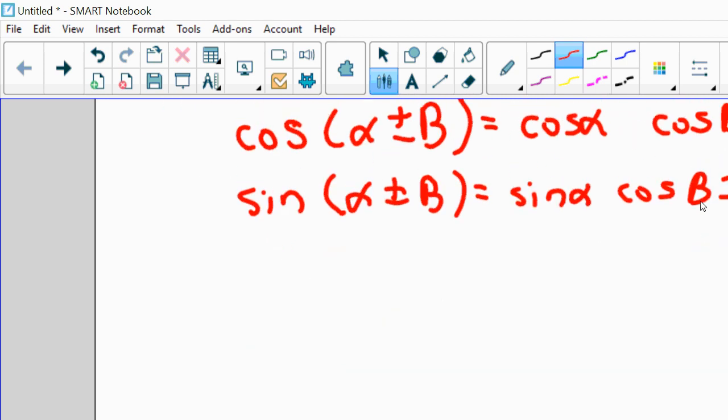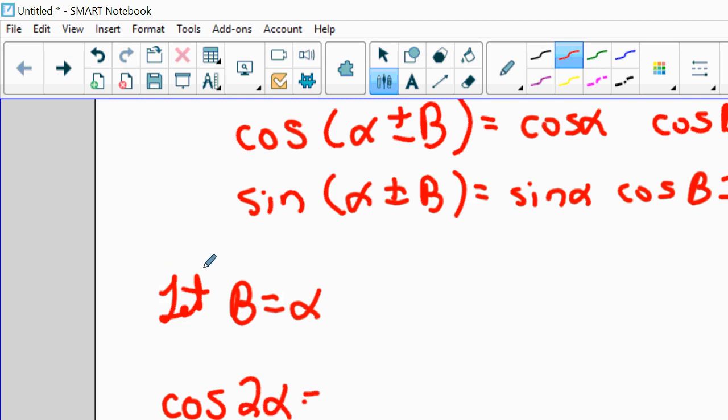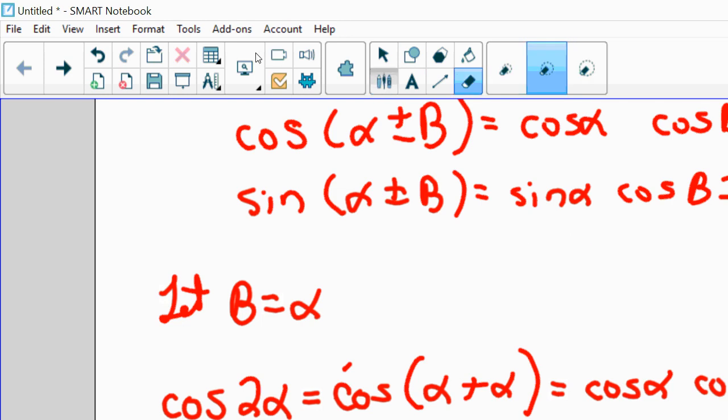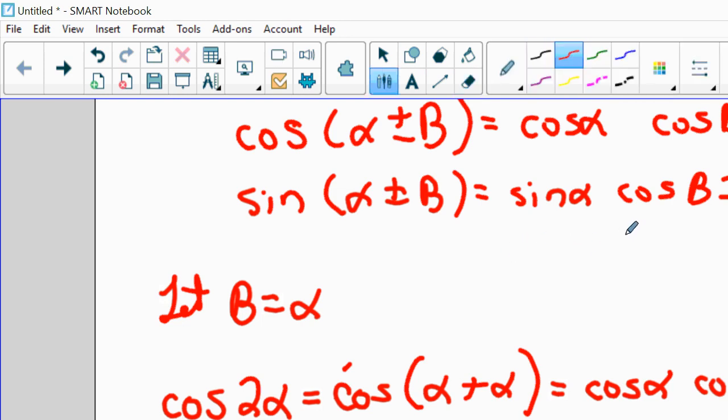Now, all we're going to do is let beta equal alpha. So you're going to get cos of 2 alpha is, of course, cos of alpha plus alpha. And now we use the formula, which is cos alpha cos alpha, sin alpha sin alpha, plus is minus, and we get cosine squared alpha minus sine squared alpha. Memorize it for the rest of your life.